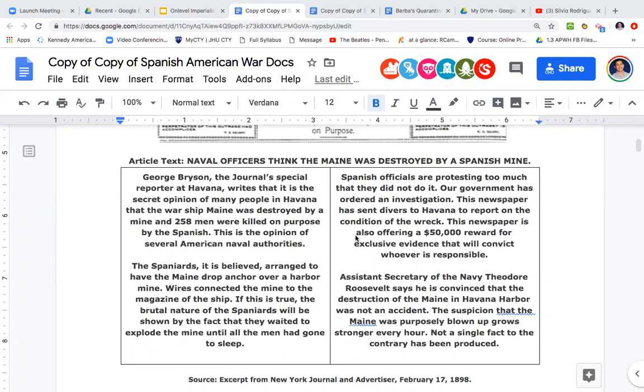Assistant Secretary of the Navy, Theodore Roosevelt, says he's convinced that the destruction of the Maine in Havana Harbor was not an accident. The suspicion that the Maine was purposely blown up grows stronger every hour. Not a single fact to the contrary has been produced.